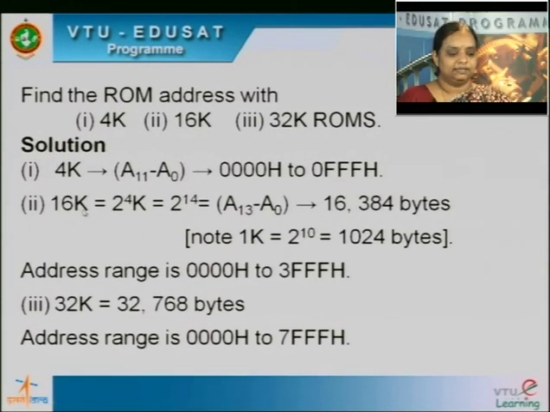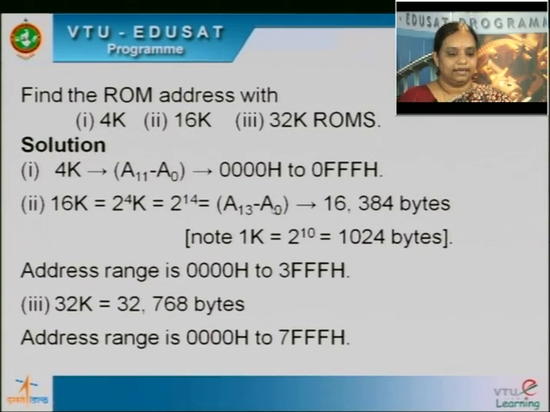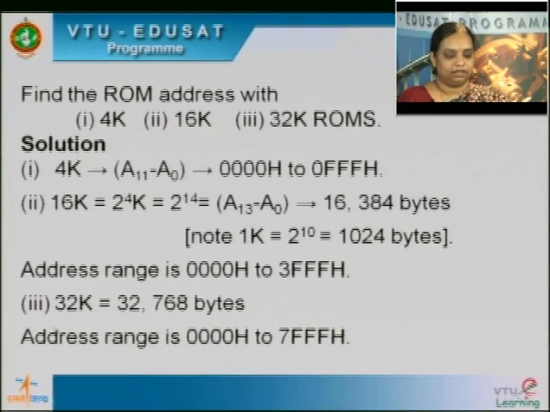Another example, 16k, which you define as 2 to the power 14. So I need 14 address lines, and what are they? A0 to A13. Including A0 to A13, in total we have 14 address lines. And the total address range will be from the start address to the end address. And similarly you can work out 32k.